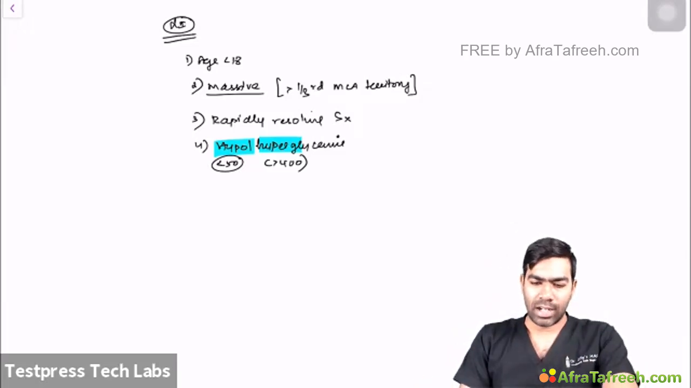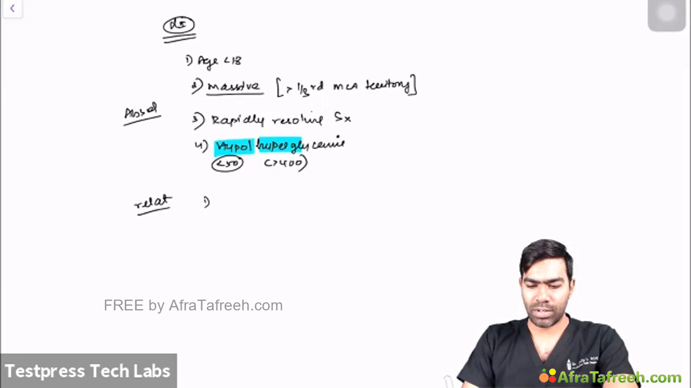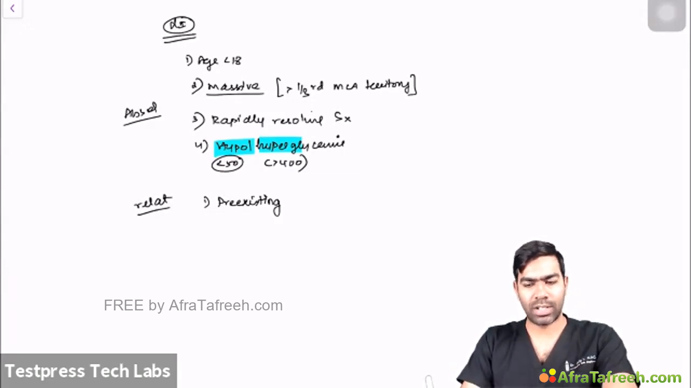And there is another relative contraindication. These are absolute basically contraindications. There are some relative contraindications for stroke thrombolysis. Like for example, pre-existing disability. Remember, for mechanical thrombectomy, this is an ineligibility criterion. You cannot do it. But for stroke thrombolysis, it is a relative contraindication only. Pre-existing disability. It's a relative contraindication.